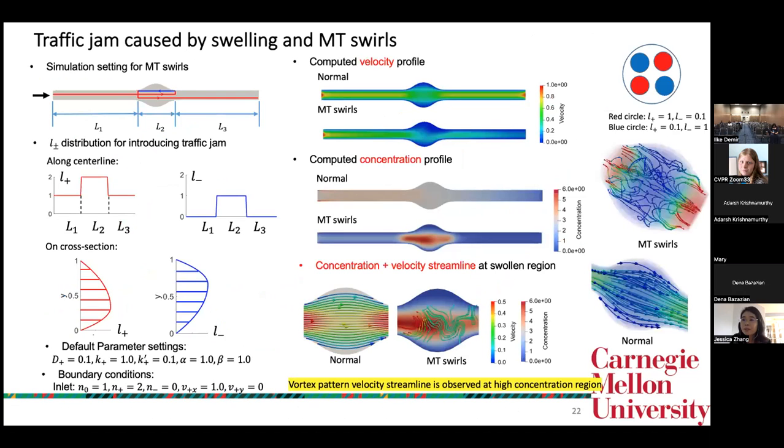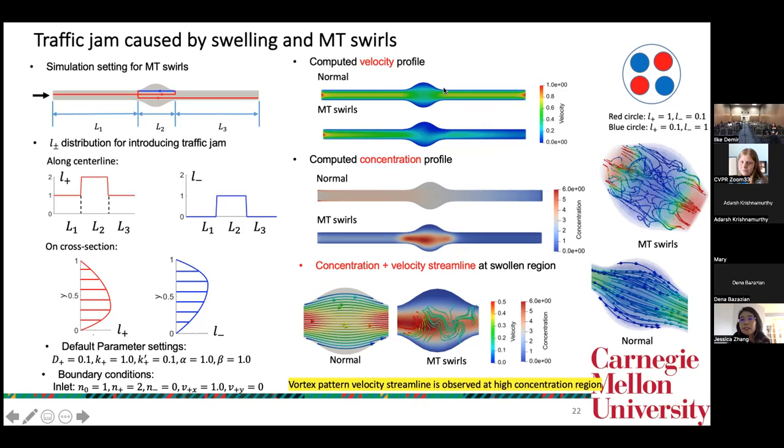So next, we want to study the traffic jam introduced by the microtubule swirl. The flow pattern is very complex. To model this, we modify R plus, R minus. In order to form this counterclockwise swirl pattern on the cross section, we define R plus, R minus to be non-symmetric. If you want to model clockwise, then you just swap the R plus, R minus.